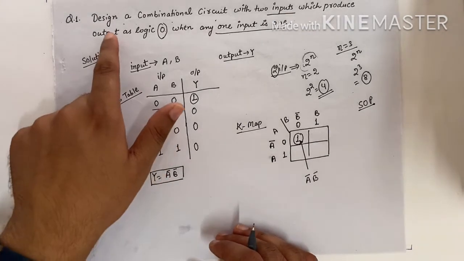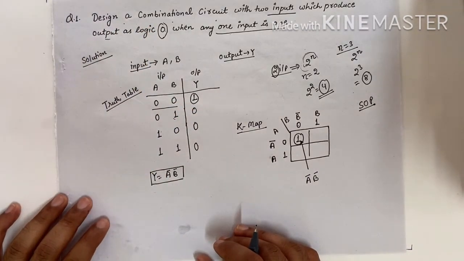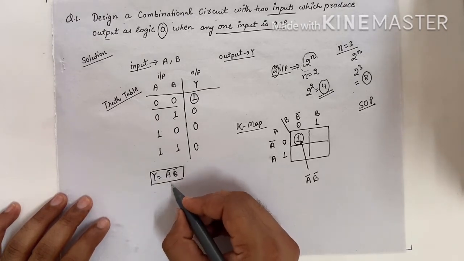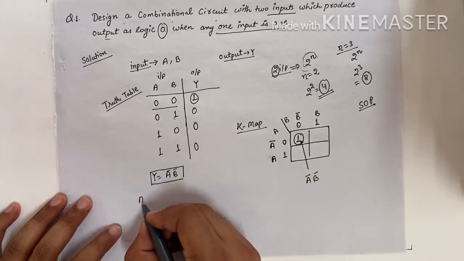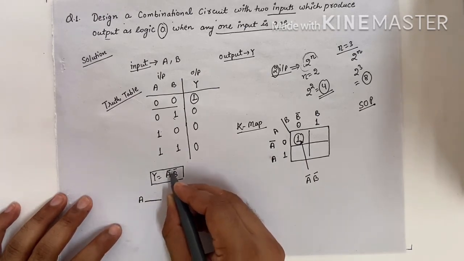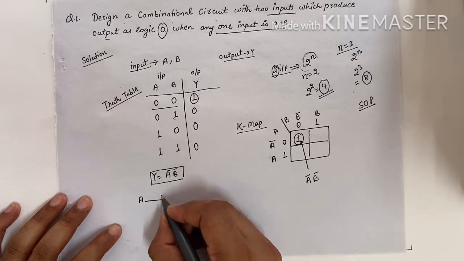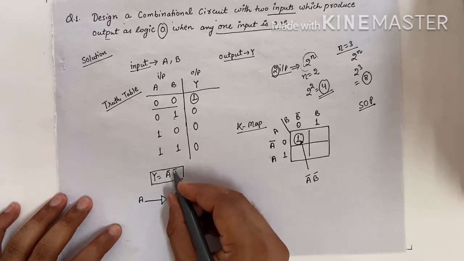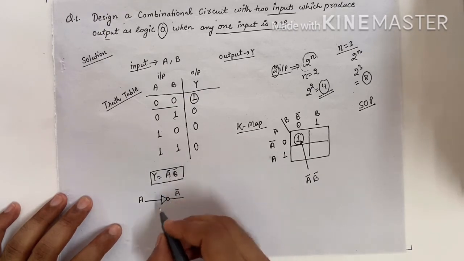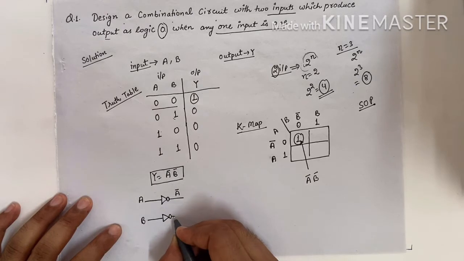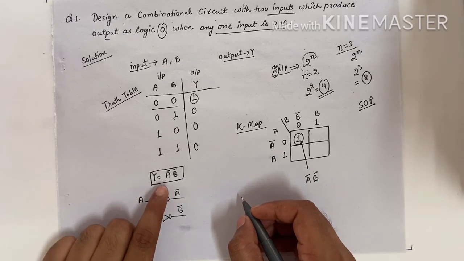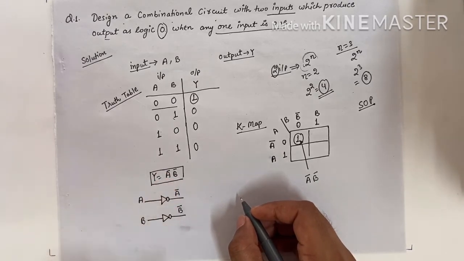Now we have to design a combinational circuit. We have to see that this is A complement and this is B complement. Suppose this is the A input. For this A input we make the complement with a NOT gate, so it becomes A complement only. Next variable is B complement, so B is this and we draw a NOT gate. With the NOT gate this becomes B complement. Now we can see the output is A complement dot B complement.